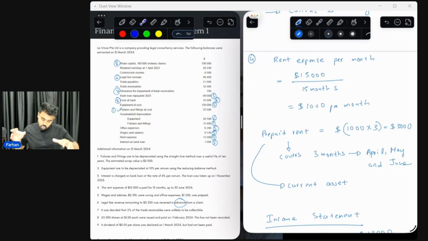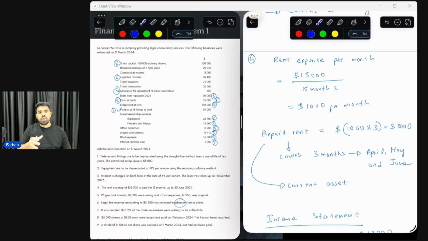And we know the rent is prepaid until 30 June 2024, which means if our current financial year is ending at 31 March 2024, okay, and we have paid up to June 2024, it means we have paid for 3 months extra, which are the months of April, May, and June. So the prepaid rent for these 3 months would be therefore $1,000 per month multiplied by 3, which is $3,000. So $3,000 is what we have paid in excess as prepaid rent, and these benefits are to be consumed in the next financial year.